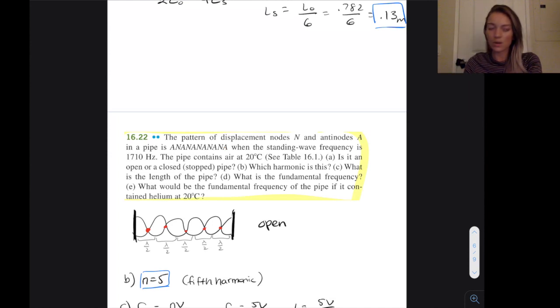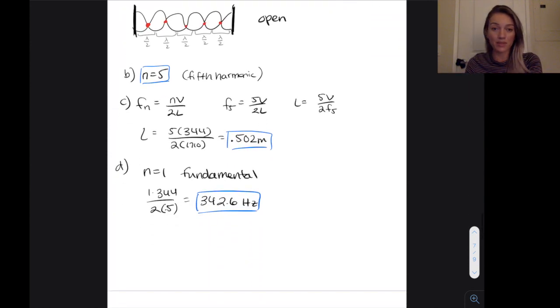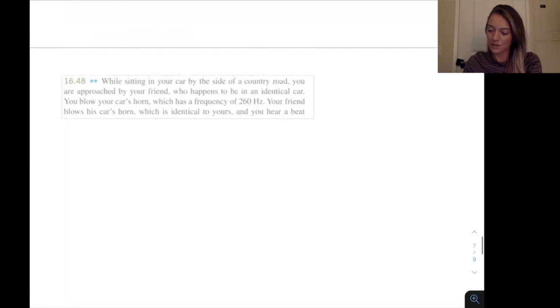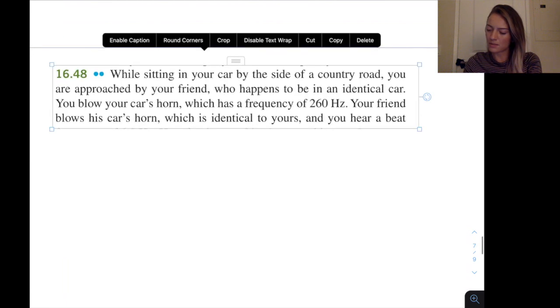All right, so let's go on now to the Doppler shift, because that was the other big thing that people were not happy about. So let's look at some Doppler shift problems. I don't think this was a homework problem.